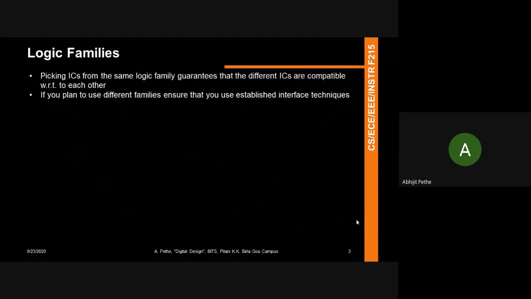So why do we care about logic families? What is important? Why should I know this, right? And the reason you need to know this is, remember, when you're doing a digital design, you won't be able to implement it all in one chip, right?